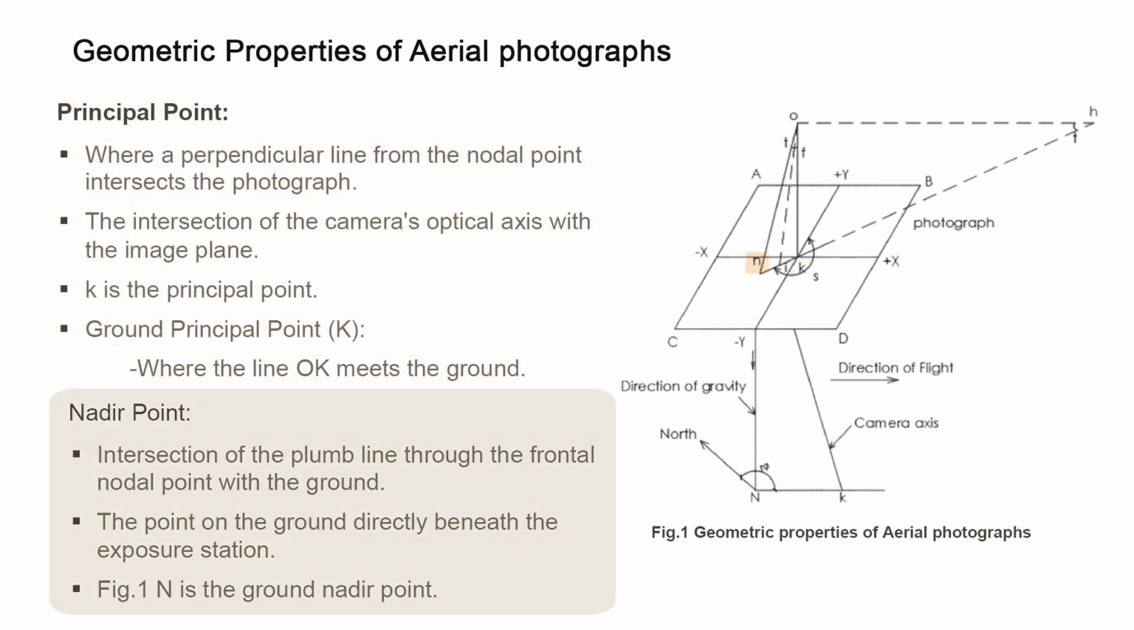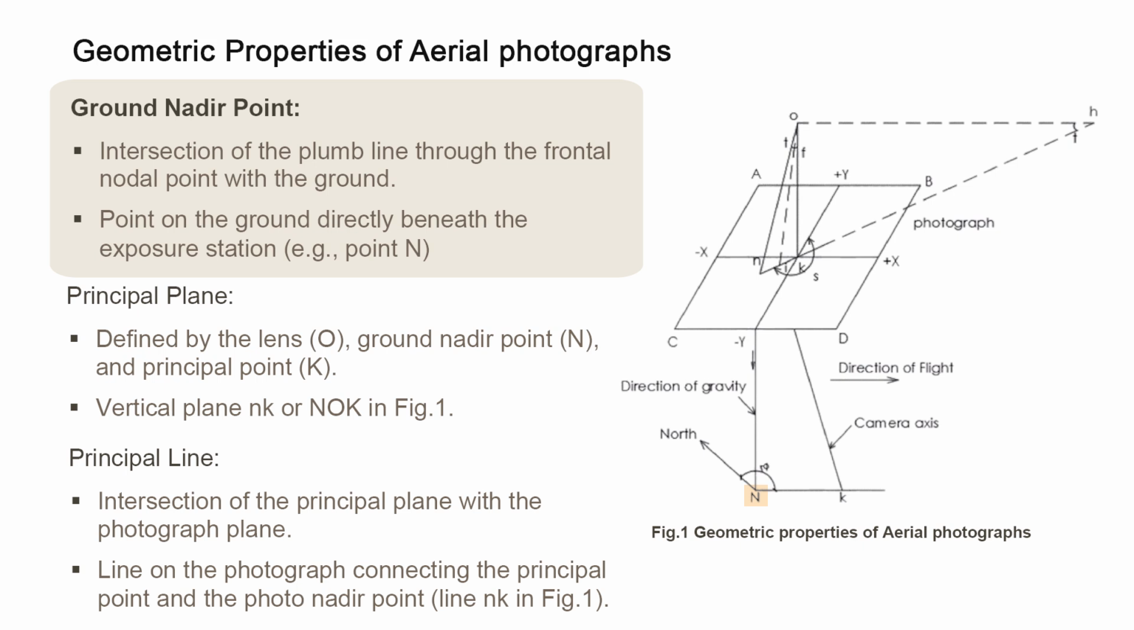Next is the nadir point. Nadir point is a point where a plumb line, that is a line directed to the center of gravity of the earth, which is a vertical line, dropped from the nodal point pierces the photograph. Thus, in the figure, small n is a nadir point, which is a point vertically underneath the exposure station. This point is also known as photo nadir or photo plumb point.